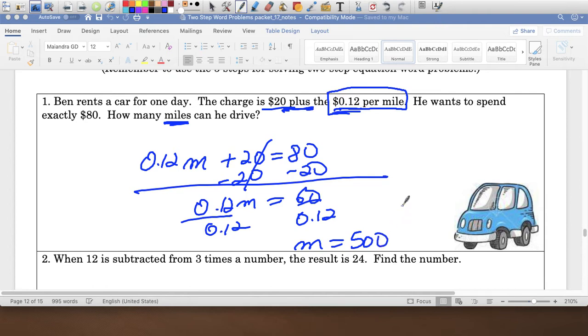Alexa, what's 60 divided by 0.12? 60 divided by 0.12 is 500. Yeah. So how far can he drive? The context of this story, he wants to spend $80, right? So he's able to drive 500 miles for this car rental. Okay.